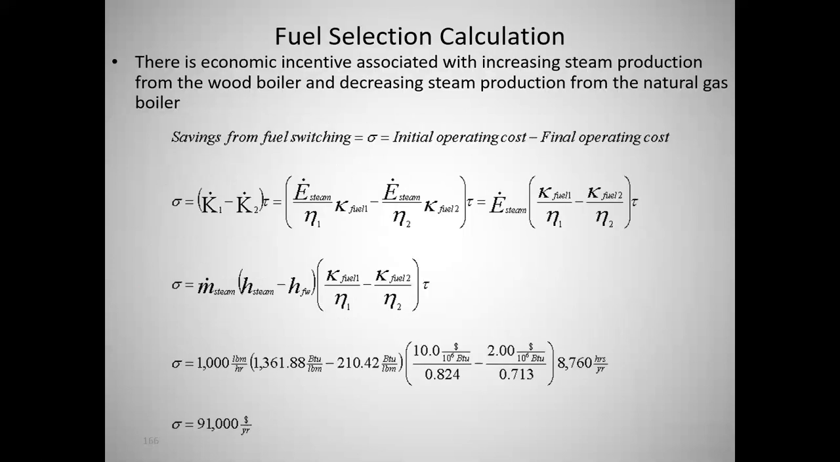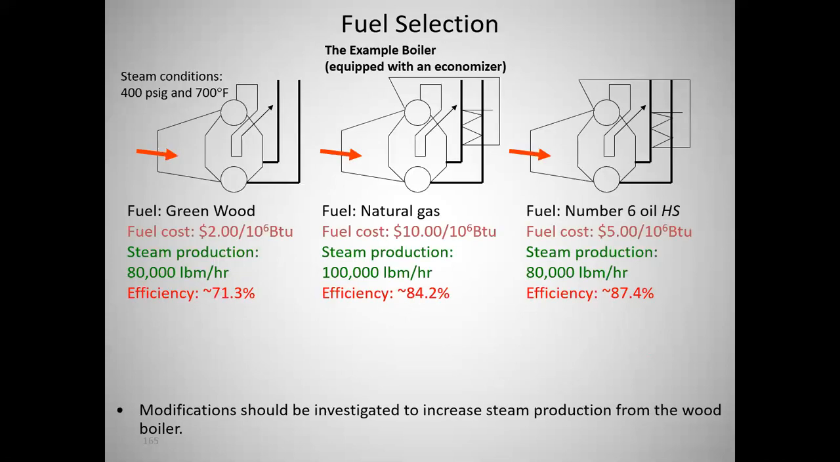So when you calculate savings, what fuel cost are you going to use? Are you going to average them? Are you going to use the number 6, the natural gas, or the green wood? Well, it goes back to the operation of the plant. What is the plant going to do if steam demand drops by 20,000 pounds an hour? How do they control the boilers? Which one is the swing boiler that responds? If you're running 3 boilers, you've got 2 that are probably set and 1 that's responding, moving up and down in terms of changes in steam demand.